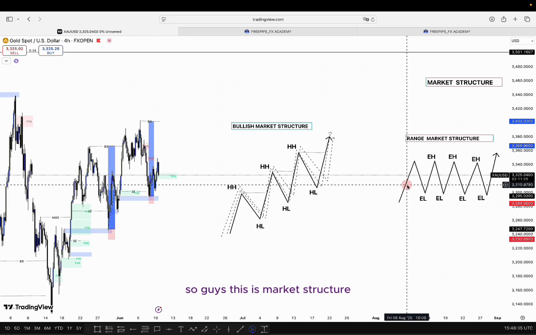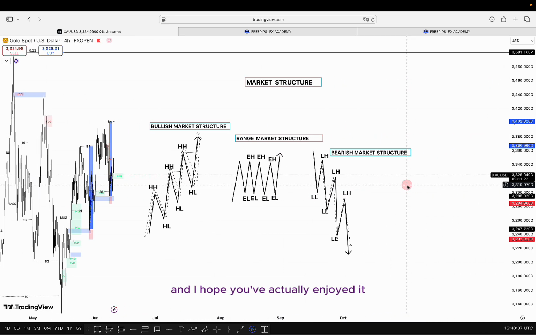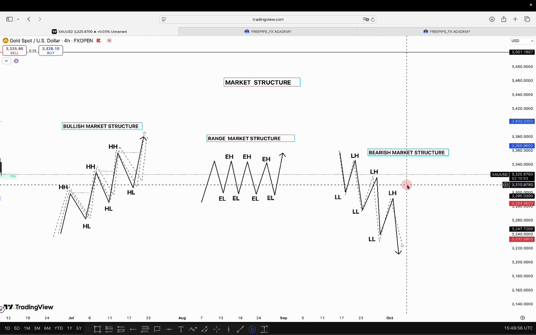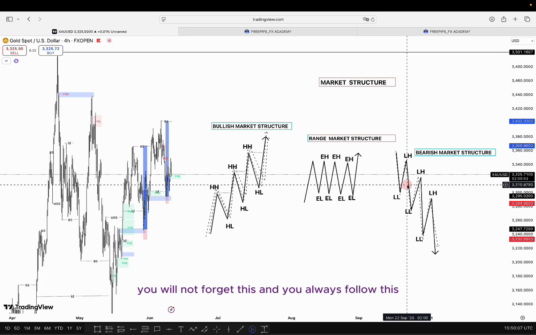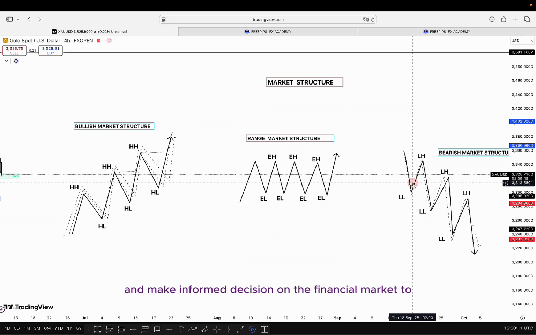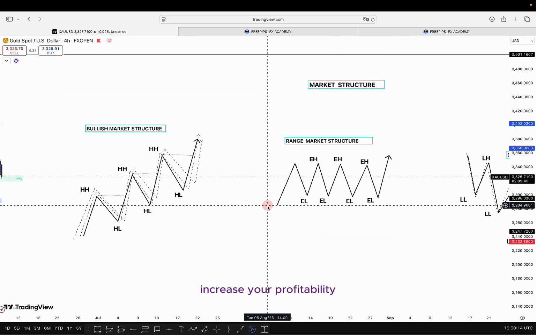So guys, this is market structure, and I hope you've actually enjoyed it. I hope you've learned something new, and even if it's not new to you, it should serve you as a revision, so that whenever you come to the market, you will not forget this, and you always follow this and make informed decisions on the financial market to increase your profitability.